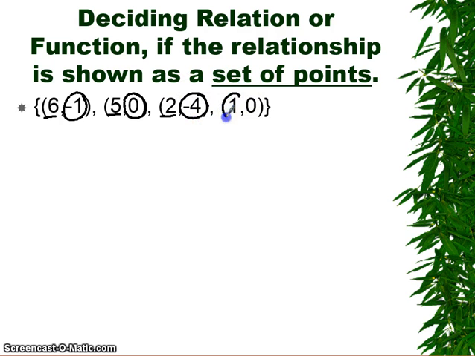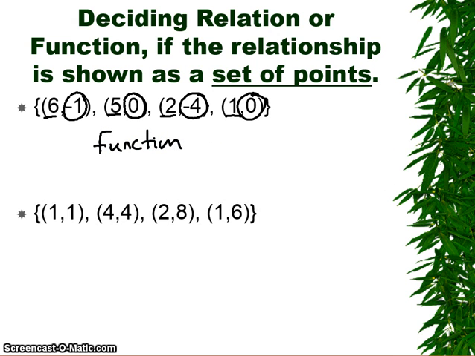And last, does 1 always output 0? Do you see any other inputs of 1? No. So, sorry, I marked this one backwards. So, 1 must always output 0. Now notice, 5 and 1 both have the same output. That's okay. It's every input that matters. So does every input have one and only one output? And the answer is yes. So this is a function.